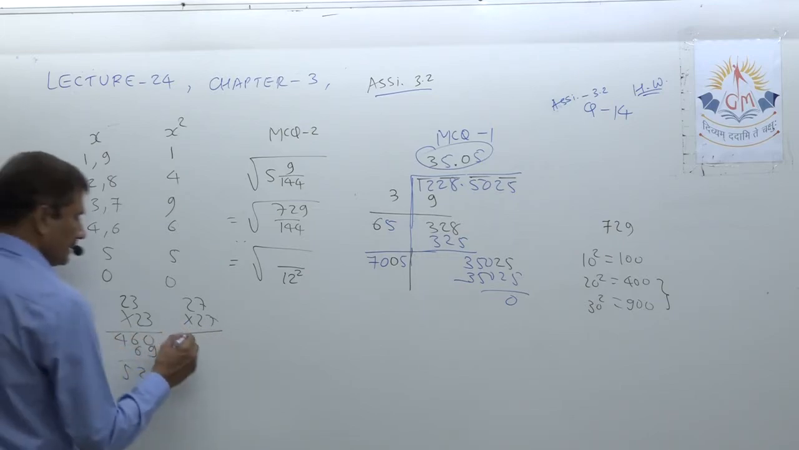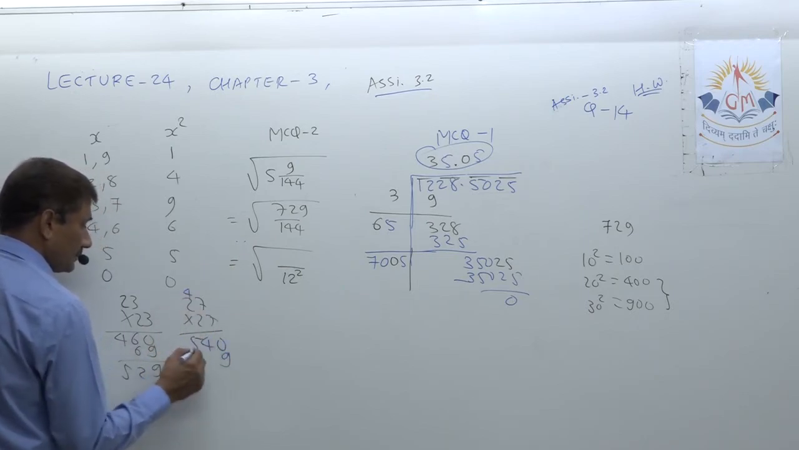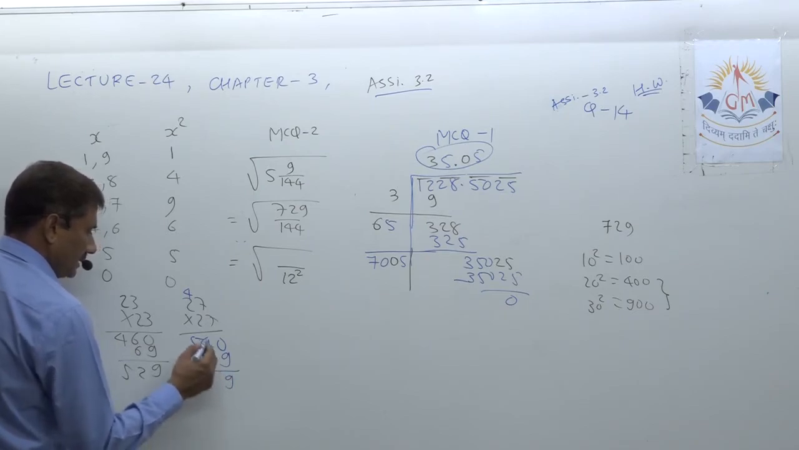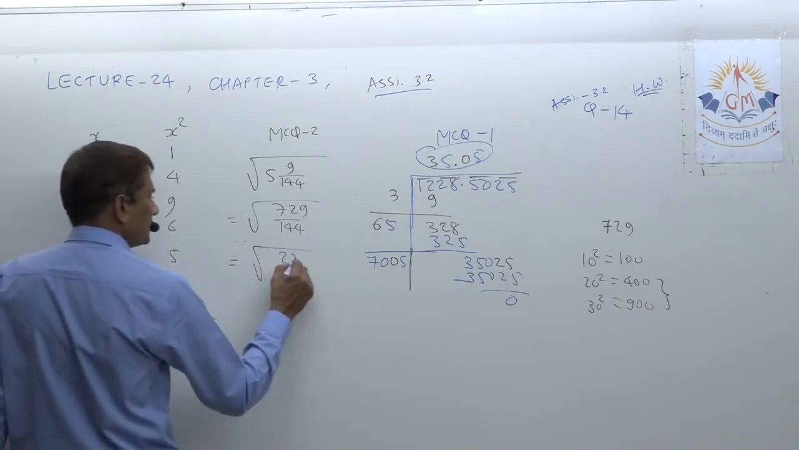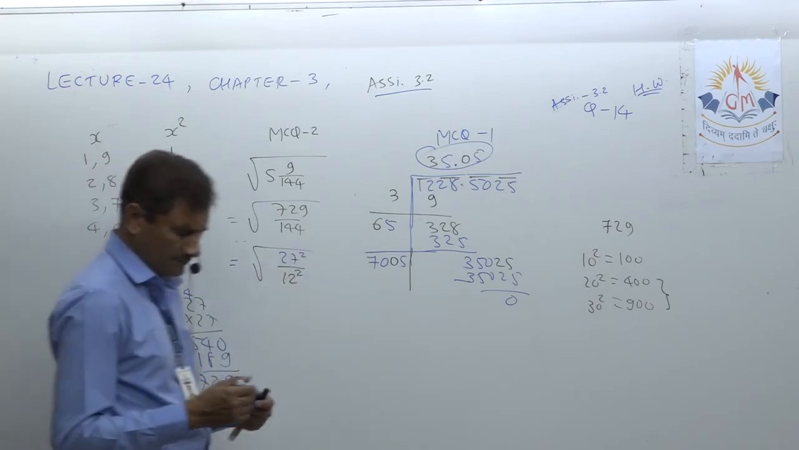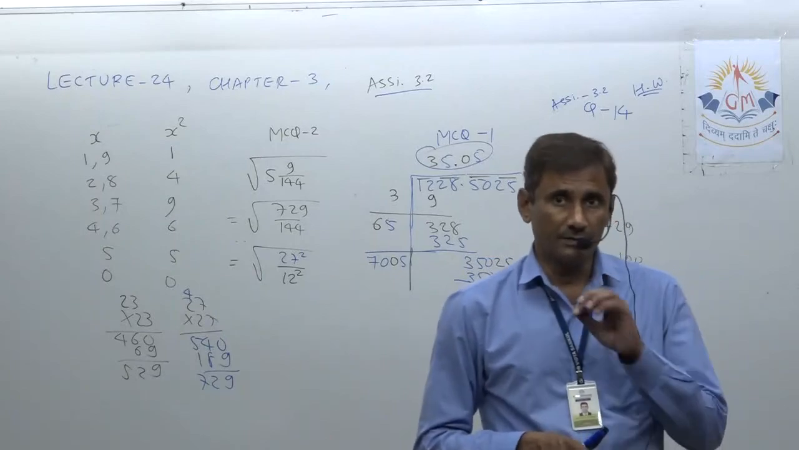5 4 0, 7 7s are 49, 4 7s are 28, plus 4 is 32... 18, 9, 12, 5 6 7. So we got here, so it is 20. So this is estimating the square root. This is the estimation method. How we estimate, you understood?